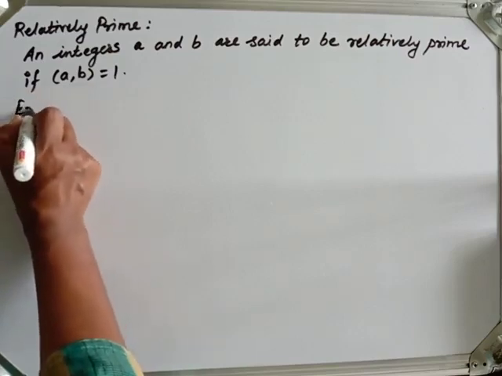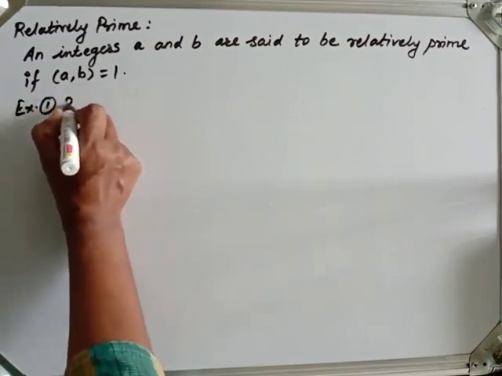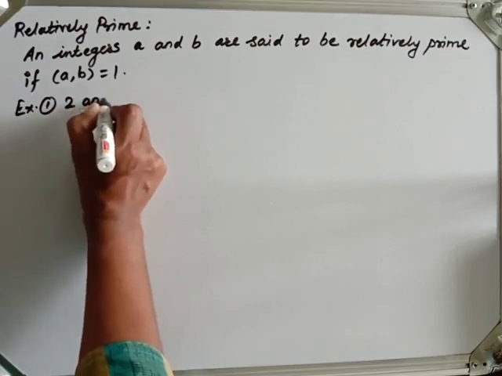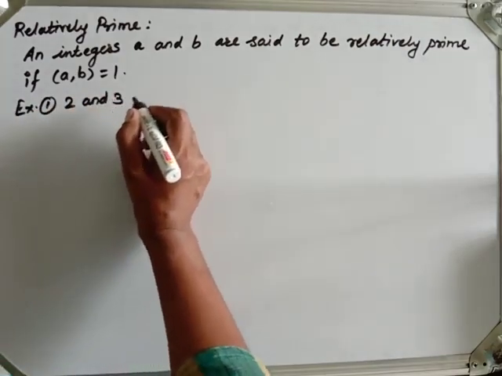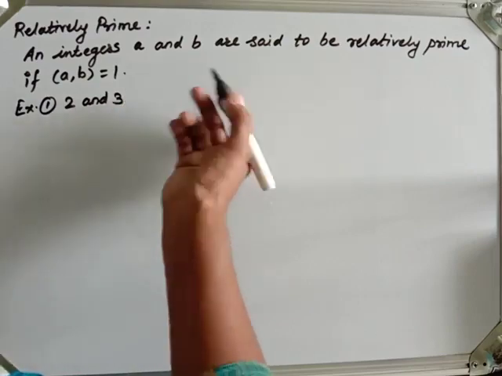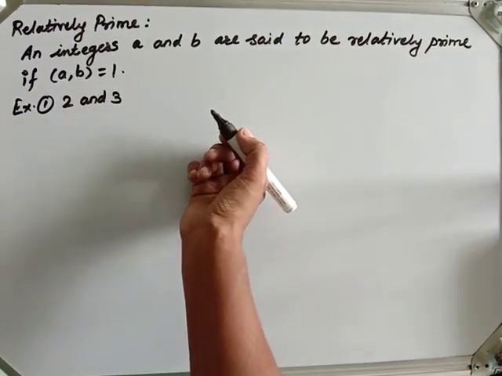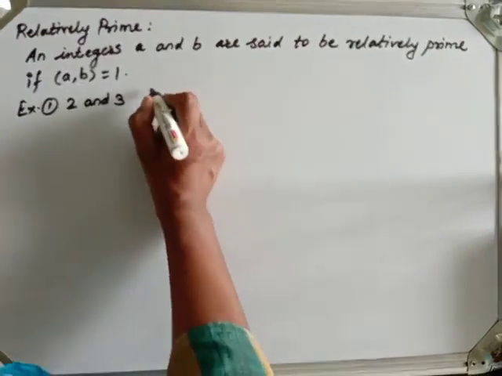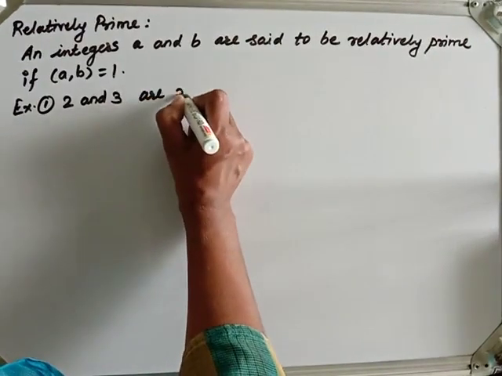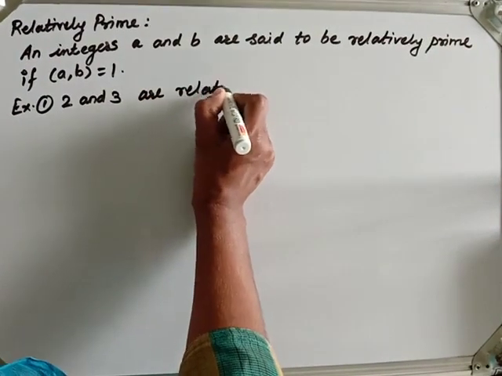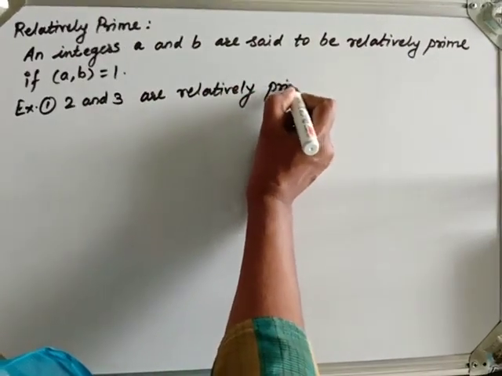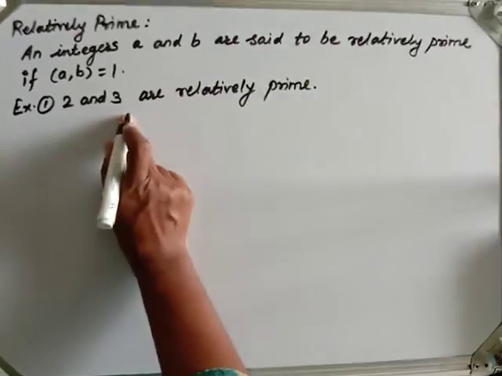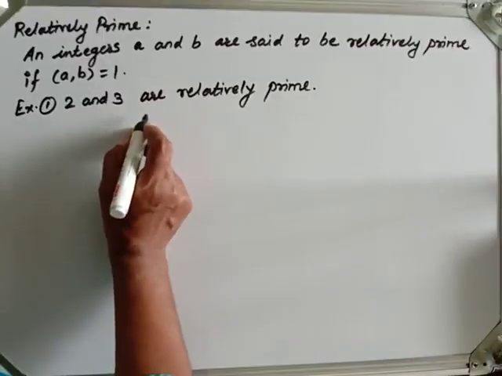Now let me write an example here. Suppose the first example, 2 and 3 are prime numbers and the common divisor of them is 1. So their greatest common divisor is also 1, only one common divisor is there. So they are relatively prime. From this example we can say any two primes are always relatively prime.